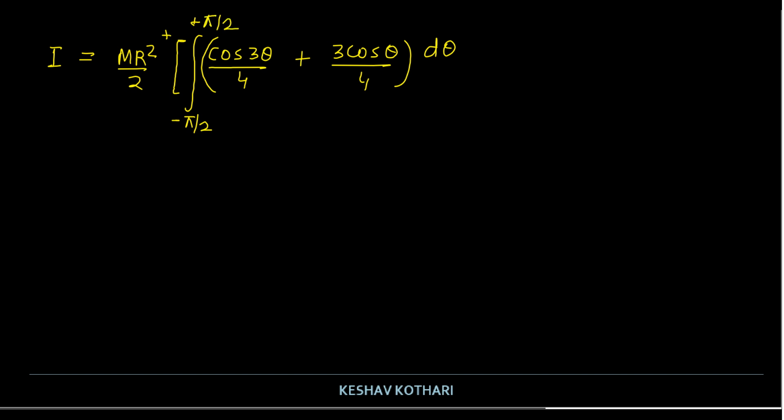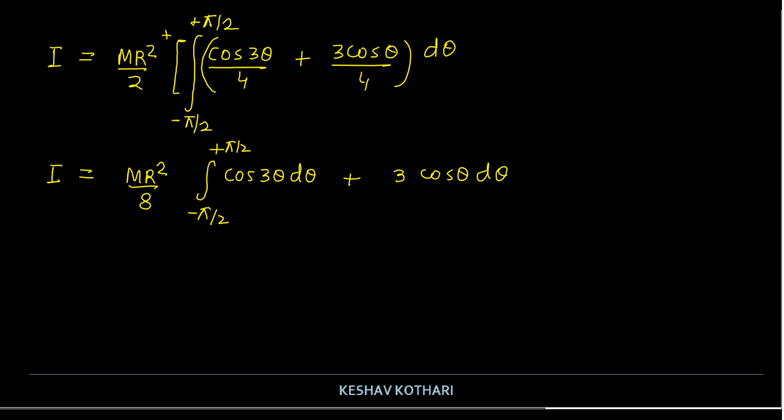The integration is from minus pi by 2 to plus pi by 2. In the next line I can write it as mr square, 4 taken common, that is 8. So we are left with integration of cos 3 theta d theta from minus pi by 2 to plus pi by 2 plus 3 times of cos theta d theta from minus pi by 2 to plus pi by 2.